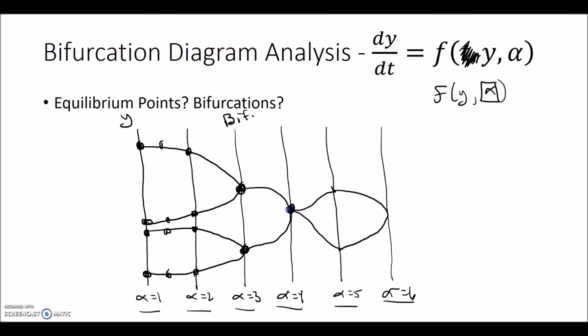Similarly, at alpha equals 4, we lose an equilibrium point. So again, we have a bifurcation. And then at alpha equals 5, we gain one. So that's a bifurcation. And then we lose one at alpha equals 6. So that's also a bifurcation.